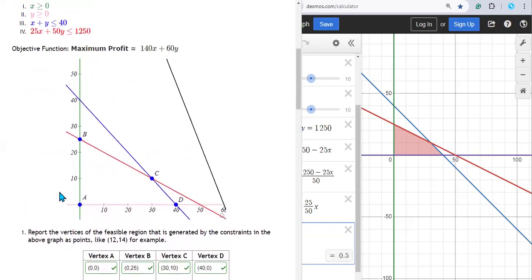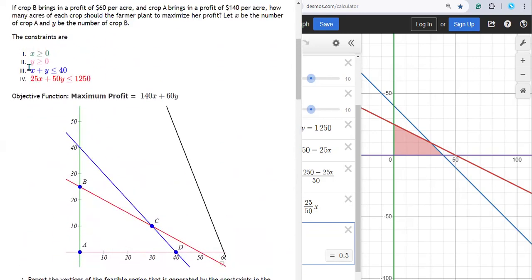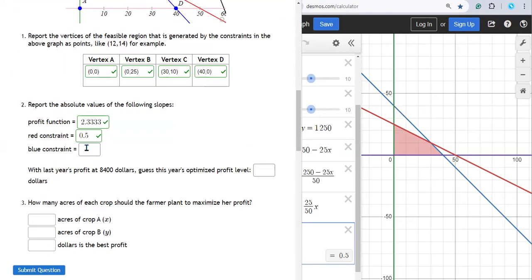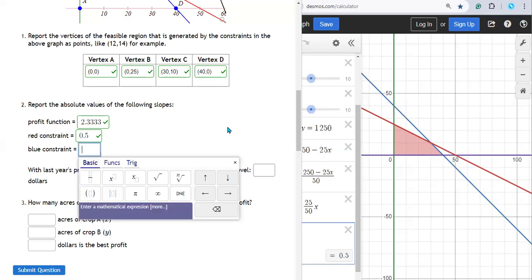What about the blue constraint? Well, the blue constraint, it's really easy to figure that slope out. So if we go from this point down to this point, we drop 40. And then when we go from this point A to point D, we increase by 40. So the change in y is minus 40, and the change in x is 40. So 40 divided by 40 is 1. It's actually a negative 1, but we want the absolute values, right? These are all negative. And 40 divided by 40 is 1.